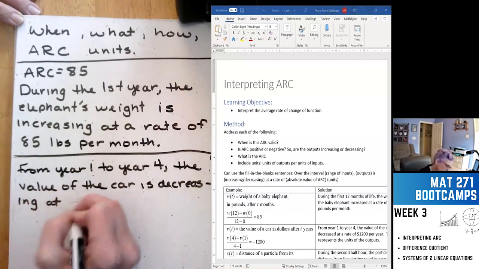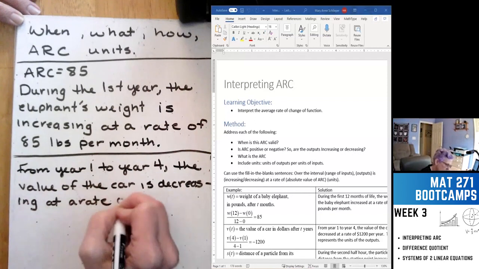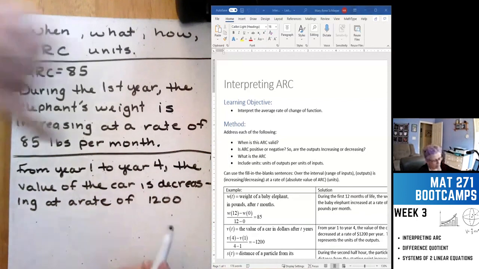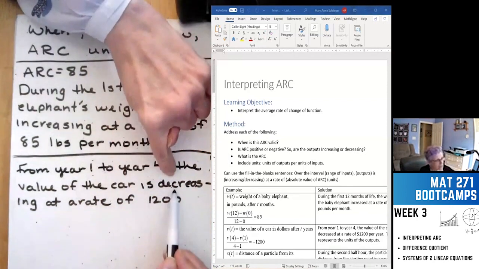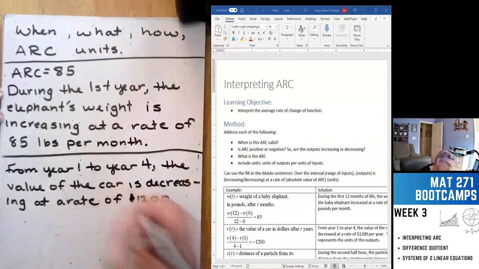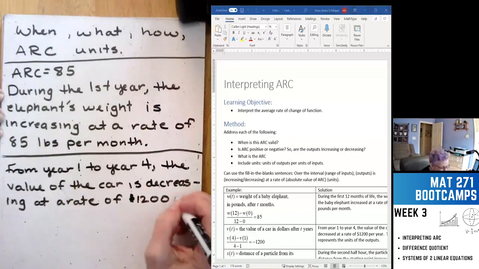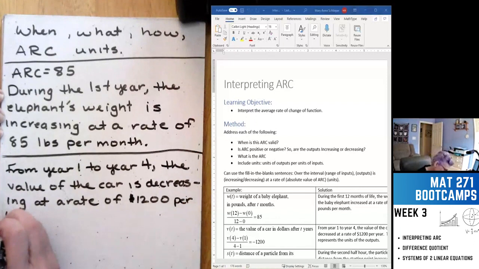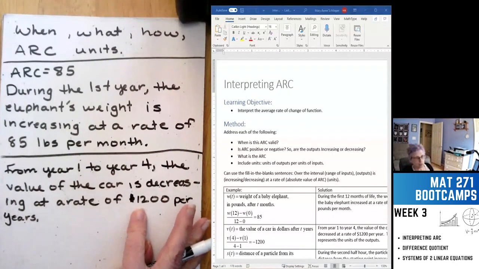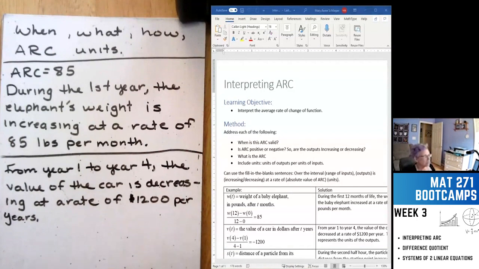At a rate of $1,200 per month. Now, I don't put a minus sign here because I said decreasing here. And for my units, since it's dollars, I can use a dollar sign, but I do need to say per, and it's year, not months. So you don't have to put a minus sign and say decreasing. If you just say changing at a rate, then you would need to put the negative sign there. You've got to do something to indicate that it's decreasing.